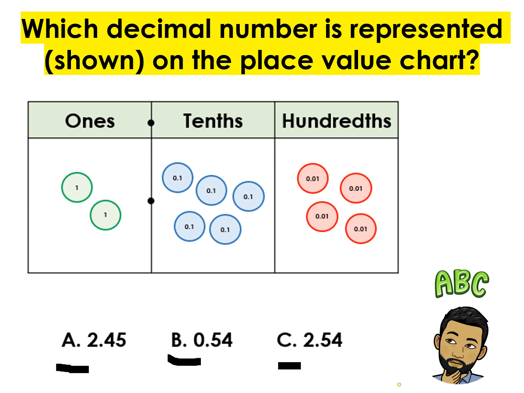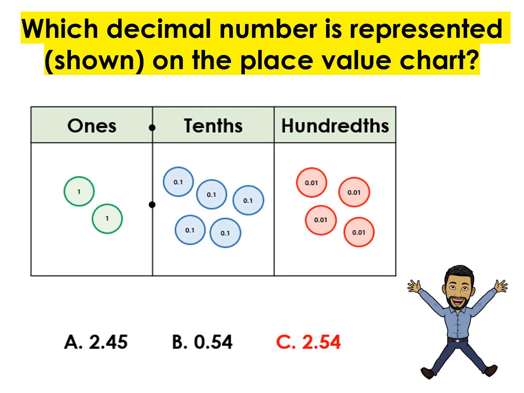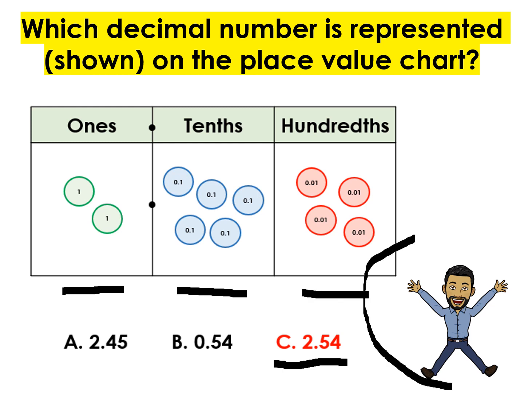Okay, so if you have done this correctly, I'll show you what your answer should have been. It should have been 2.54, because we can see we've got 2 ones, 5 tenths, and 4 hundredths. Okay, and you can see that I'm very excited if you have got this answer right. If you haven't, don't worry, let's have a go at the next one.